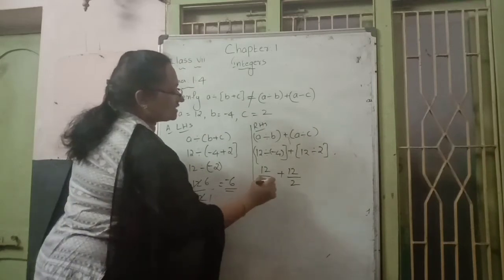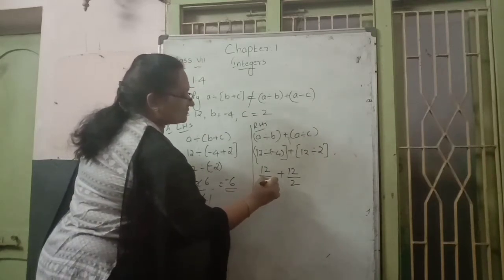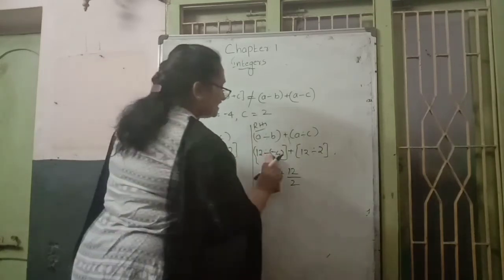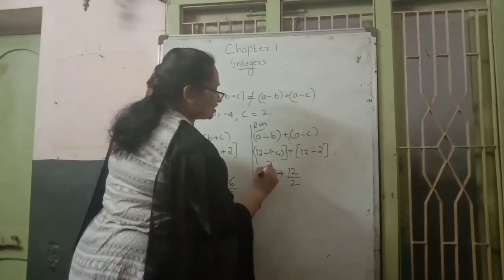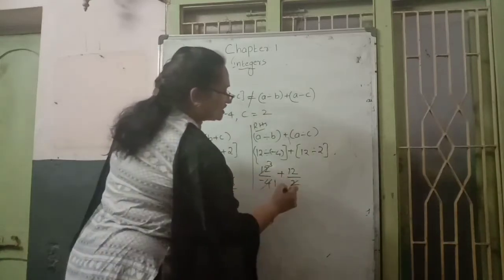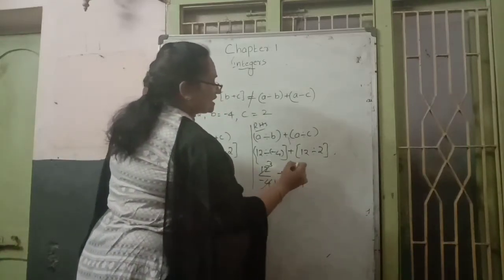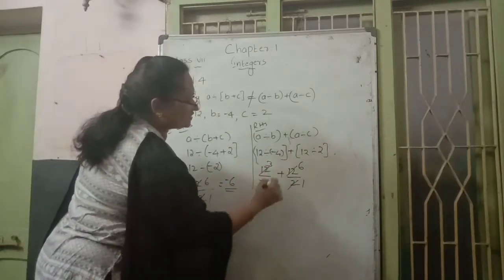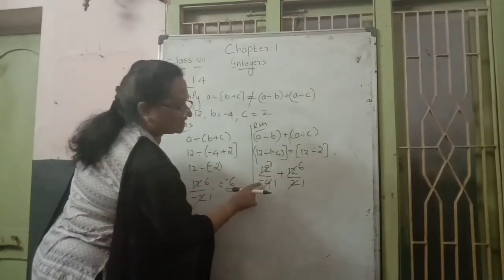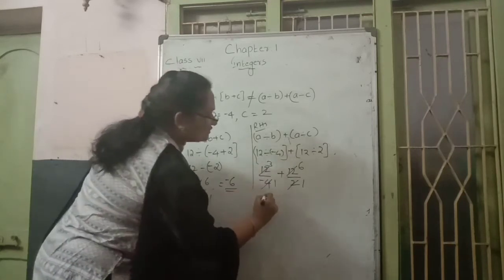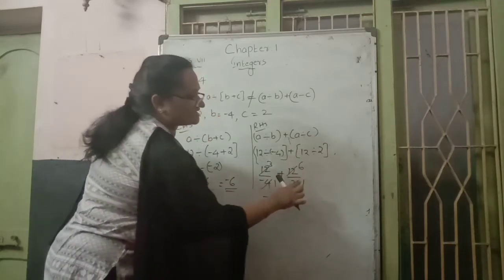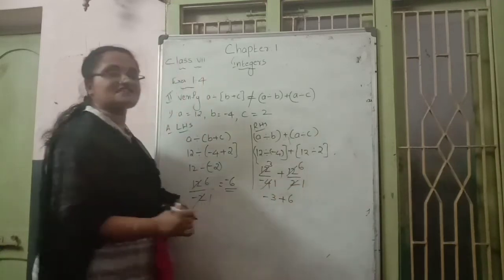Here 4 table, 4 ones are 4, 4 table 12, how many times? 3 times. So 4 table 12 is 3 times. Here also 2 table, 2 ones are 2, 2 table 12, how many times? 6 times. So what are the answers? In the first term the denominator has minus, that's why we get minus 3. Plus the second term, which is 6 by 1, we can write it as 6.